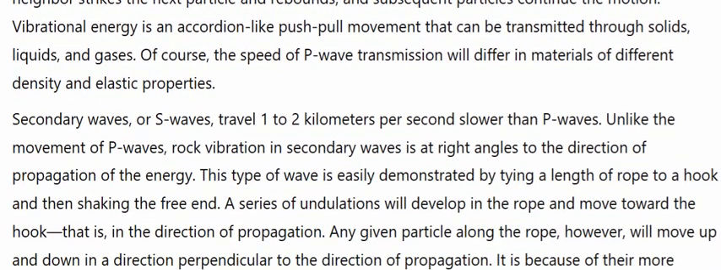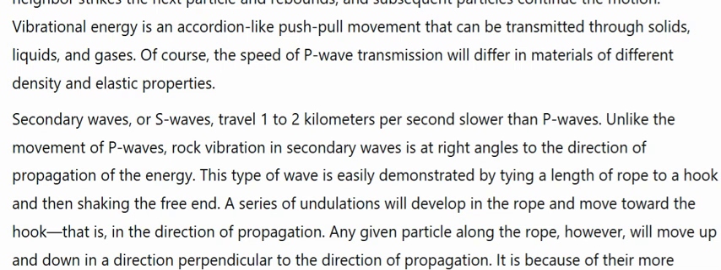Secondary waves, or S waves, travel 1 to 2 kilometers per second slower than P waves. Unlike the movement of P waves, rock vibration in secondary waves is at right angles to the direction of propagation of the energy. This type of wave is easily demonstrated by tying a length of rope to a hook and then shaking the free end.